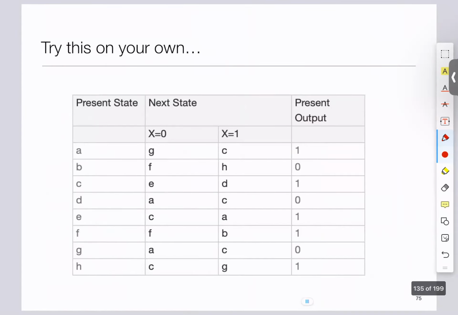Try this one. Let's look at this one. So what do you think? Any equivalent states?